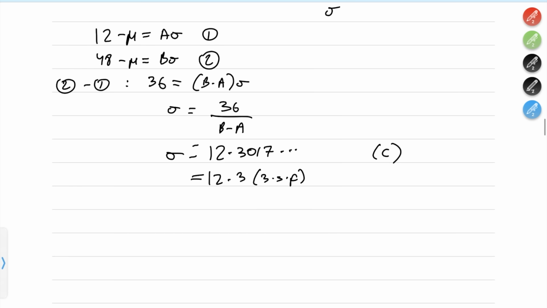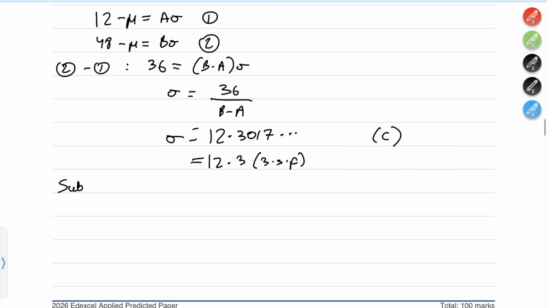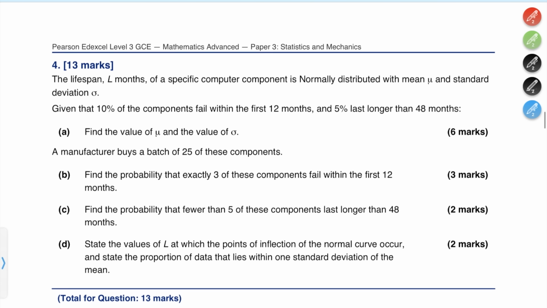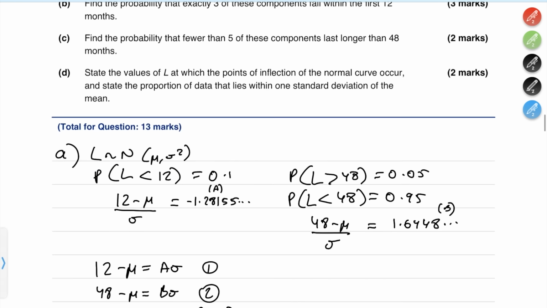And now we can substitute that into 1. And we're going to get 12 minus a standard deviation equals mu. So mu is equal to 12 minus AC. And we get 27.765. So that's 27.8 to 3SF. But again, I'm going to store my original value in D. So nice inverse there. So finding your original parameters for the normal distribution.